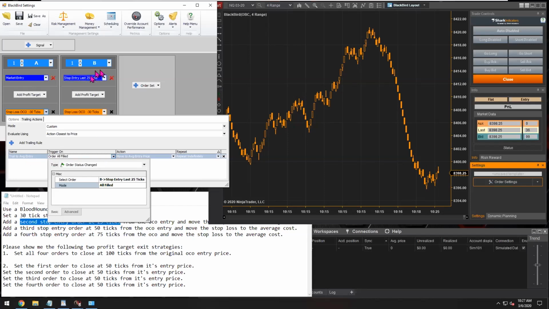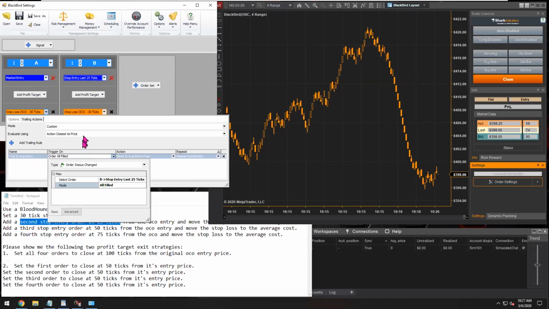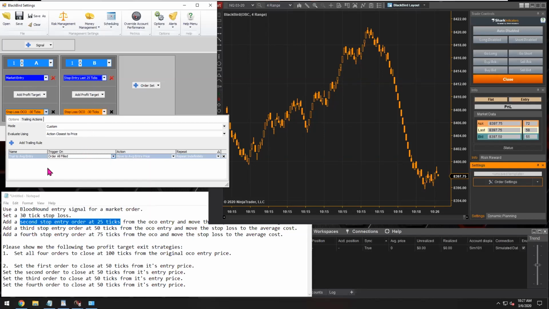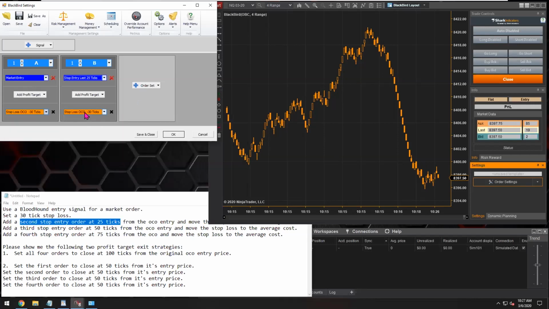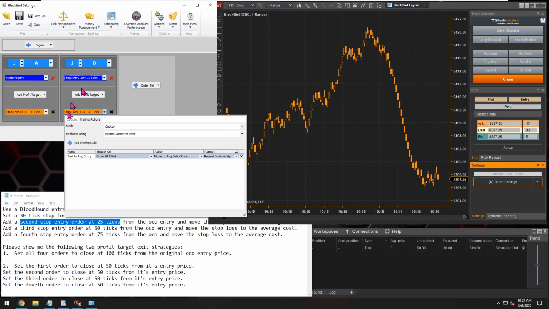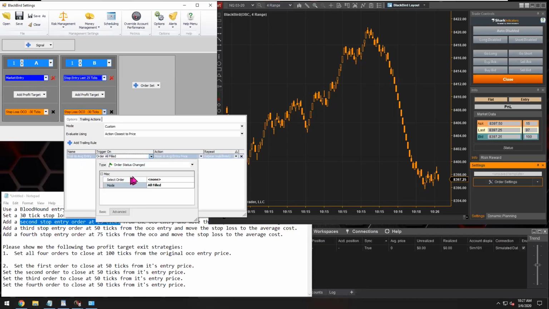So this waits for the second order set to actually get filled, and then the stop loss can move to the average entry price. All right, so we have that, and we're going to do the same thing with the stop loss for order set B. We need to go into our order status changed here, and also put this on the stop entry. Okay, there you go. There's that entry order.